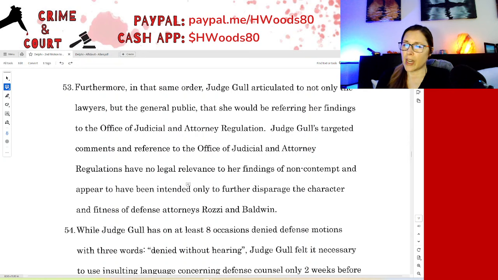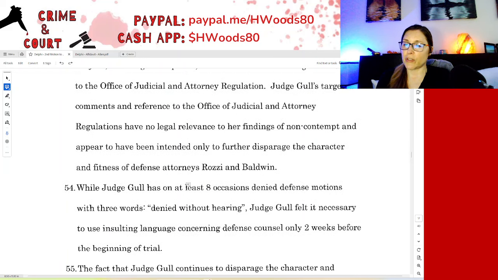Judge Gull's targeted comments and reference to the Office of Judicial and Attorney Regulations have no legal relevance to her findings of non-contempt and appear to have been intended only to further disparage the character and fitness of defense attorneys Rosie and Baldwin, and bam, that's exactly what it is. Whether any kind of charges or anything ever happened or any findings ever happened, doesn't really matter. Just the fact that she's putting it out there and saying, I'm doing this, shows that she's biased.